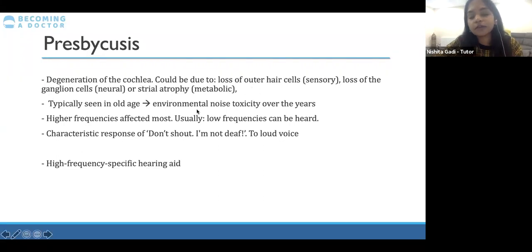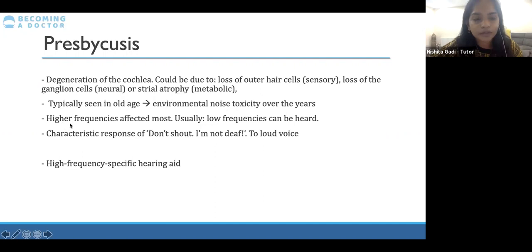So there are loads of different ways it can happen. It can be due to loss of hair cells, which is called sensory presbycusis. If you're in medical school, you won't really need to know this, but it's just extra interest. If there's loss of the ganglion cells, where the transduction into the action potential happens, that'll be neural presbycusis. And there's also metabolic, which is to do with the electrolyte imbalance and the endolymph and perilymph, and that's strial atrophy.